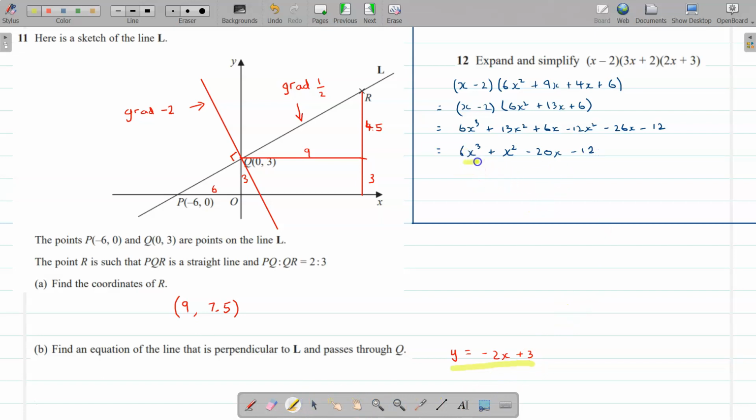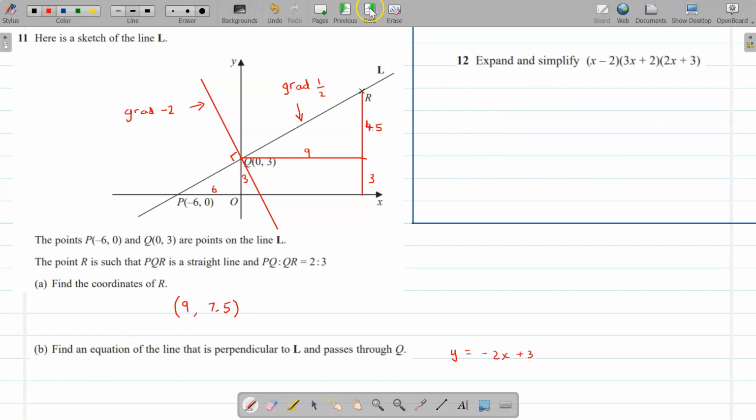It doesn't matter what order you do the brackets in, but we tend to keep them in the right order, but do the last pair first and then finish with that one. And that's 3 marks for that question. And next.